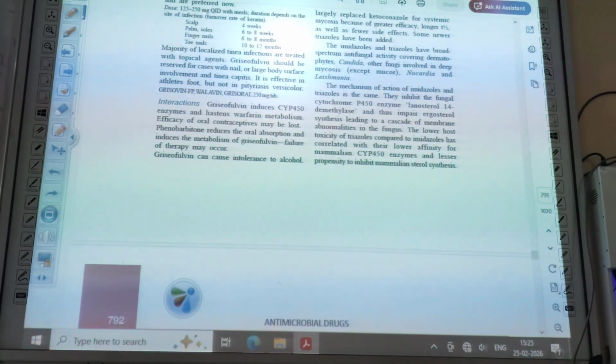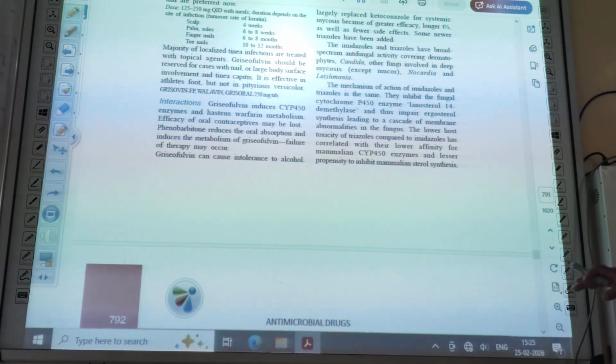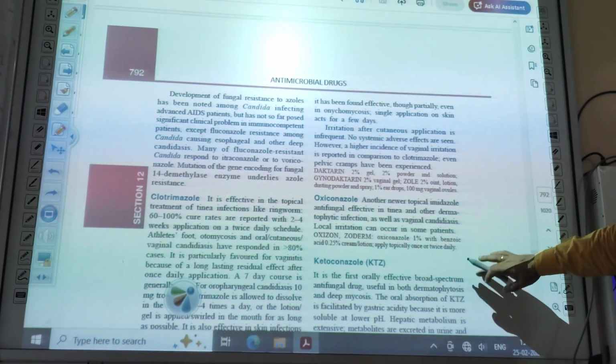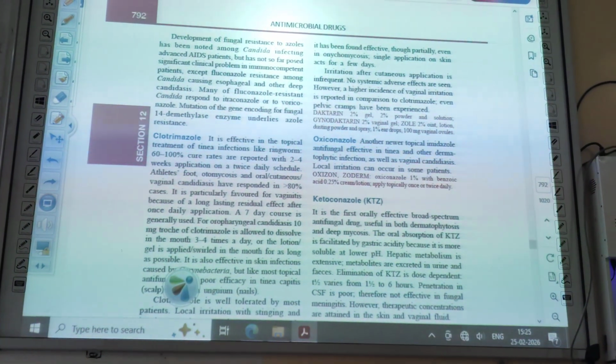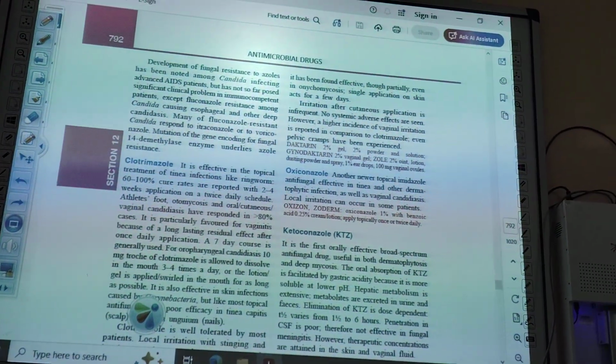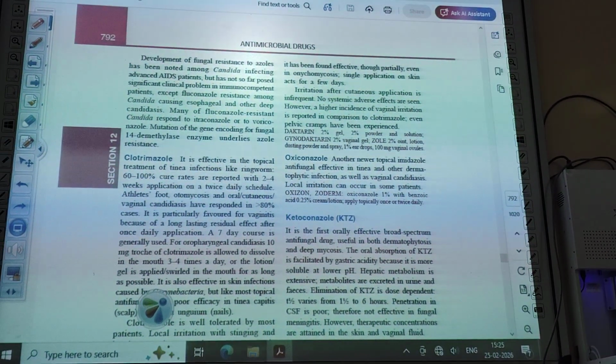The lower host toxicity of triazole compared to imidazole has been correlated with their lower affinity for mammalian CYP450 enzymes. This is not important. Then development of fungal resistance to azoles has been noted among candida infecting advanced AIDS patients.